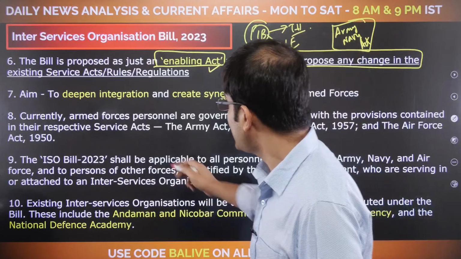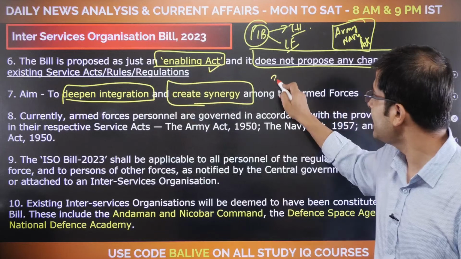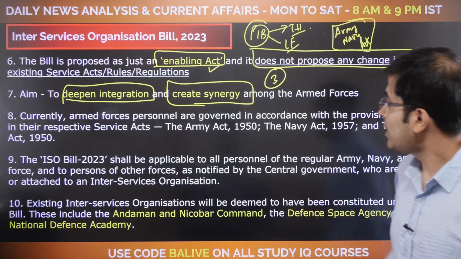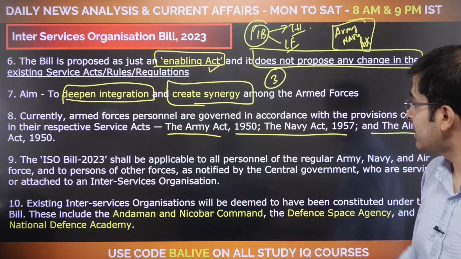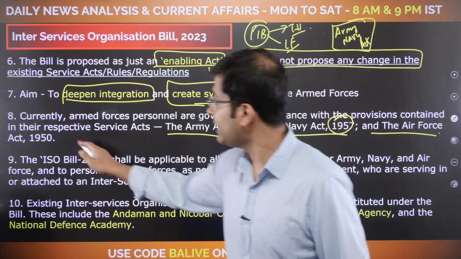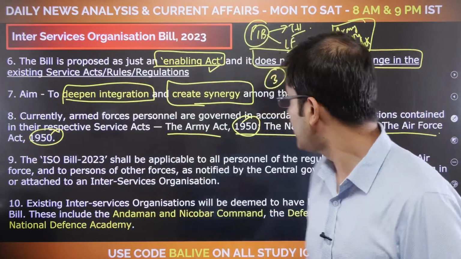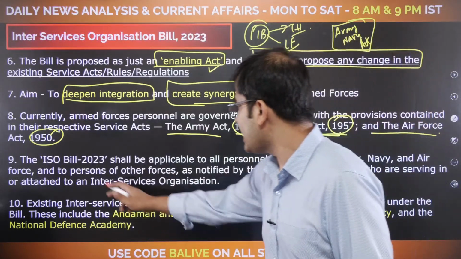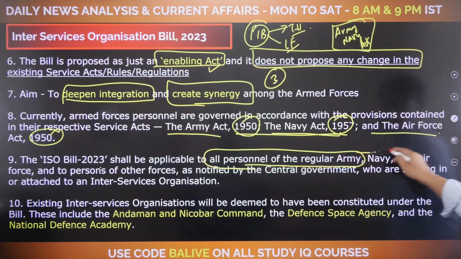Okay, what's the aim here? Deepening integration, creating synergy, with all three arms of the Indian Armed Forces working together. Clear? Now, like I told you, they are functioning under individual acts. The Army functions under the Army Act 1950, Navy Act 1957, Air Force Act 1950. Just have a brief idea of the years: the Navy came last, 1957. Clear?